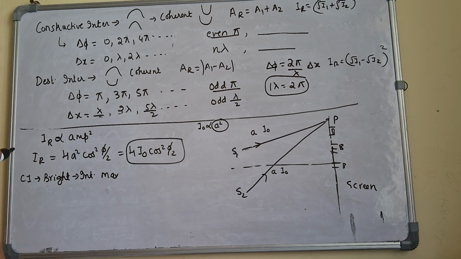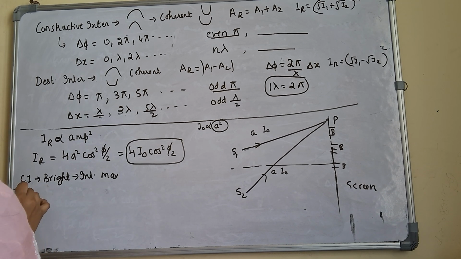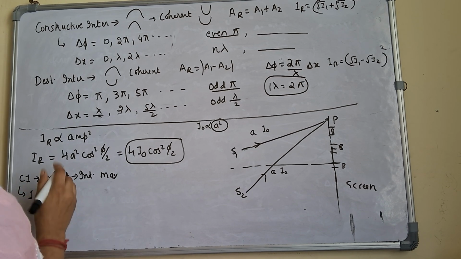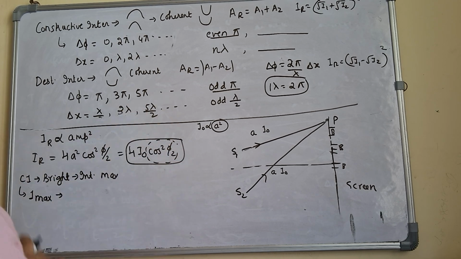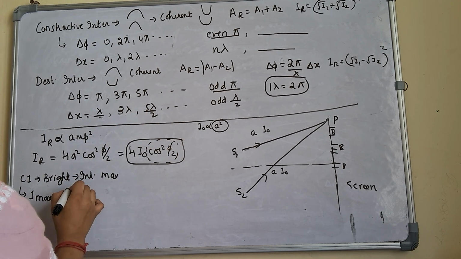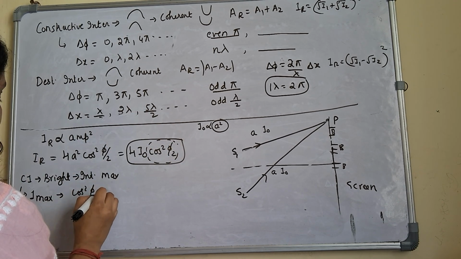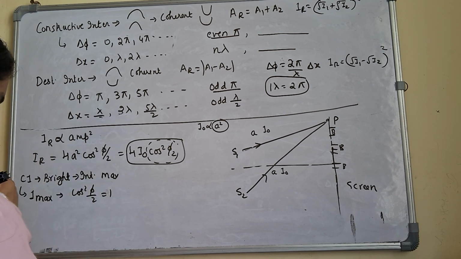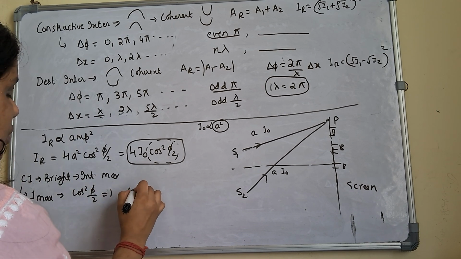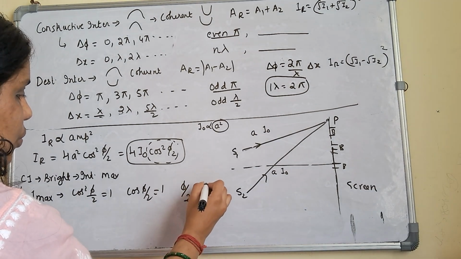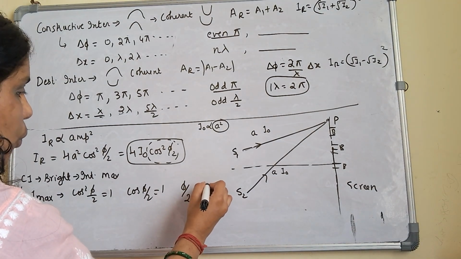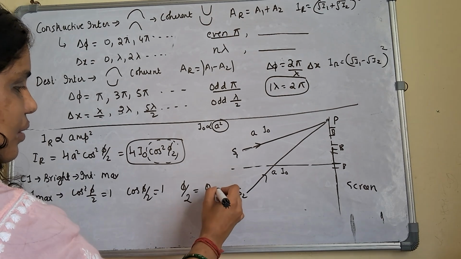But condition wise, let us see. Now if I told you for constructive interference, intensity will be maximum because amplitude is maximum. And if this has to be maximum, what should be the max value of cos square pi by 2? So cos square pi by 2 should be 1. You know the maximum value. That means cos pi by 2 is also 1. That means pi by 2 is going to be 0 or 2 pi, like that, right?